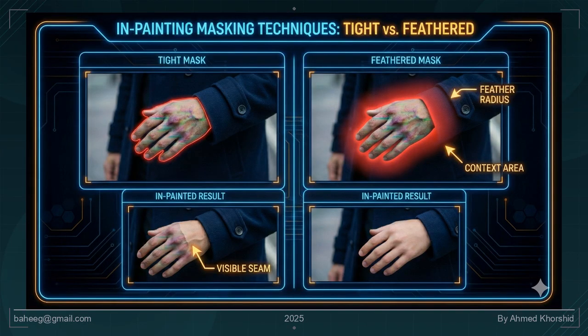Figure: extra detailed AI-ready prompt for an AI-generated diagram showing a split-screen comparison of in-painting masking techniques. Left side, hard mask showing a red selection barely covering a glitchy hand, resulting in a visible seam. Right side, feathered mask showing a red selection with soft gradients extending past the hand into the coat sleeve, resulting in a seamless blend. Annotations pointing to feather radius and context area.